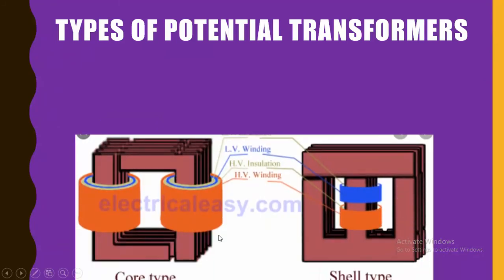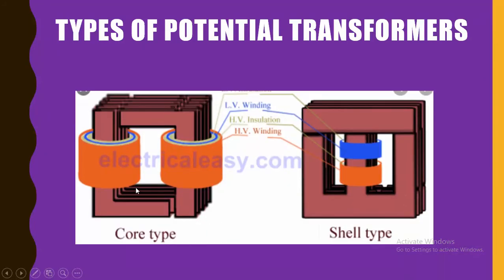So these are the types of potential transformer: core type and shell type. In core type, we can see the windings are attached to the core. In shell type, the windings are attached in the middle of the core.